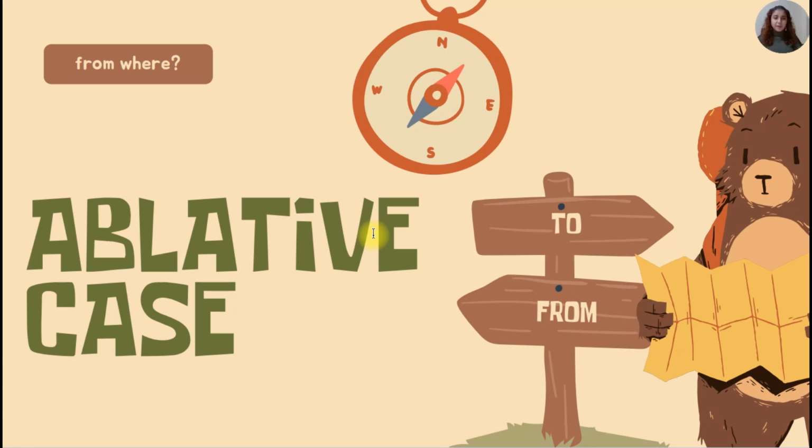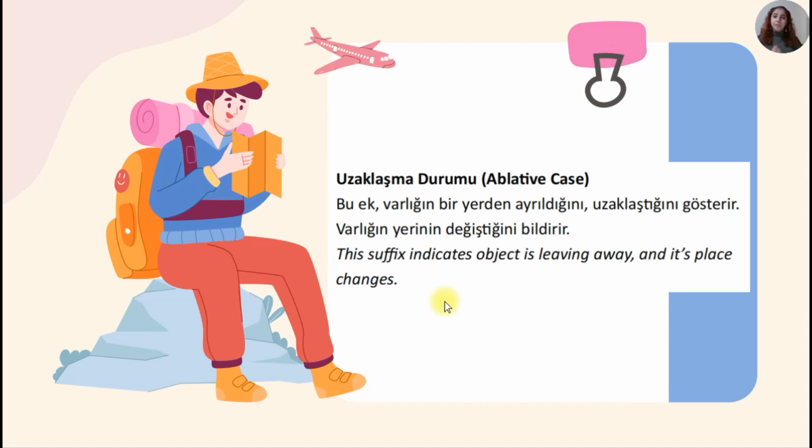Today we are going to talk about what is ablative case, and the question is "from where." As we said before, "from" is ablative case and it is totally different from the two prepositions. You will see it is nearly the opposite of "to," because the "to" preposition in Turkish, a suffix, is related with getting close to anywhere or anyone. But "from" will give us this meaning: leaving away or the place changing.